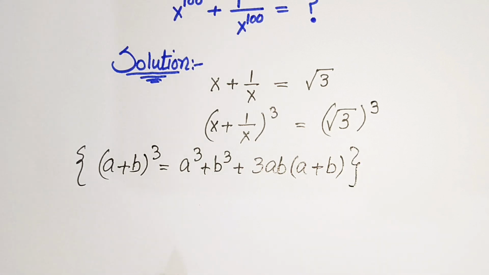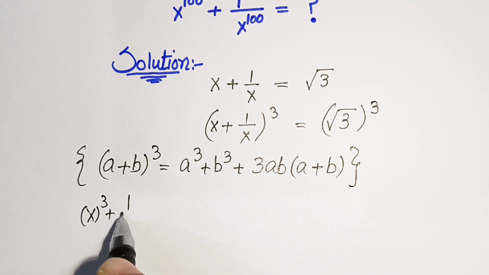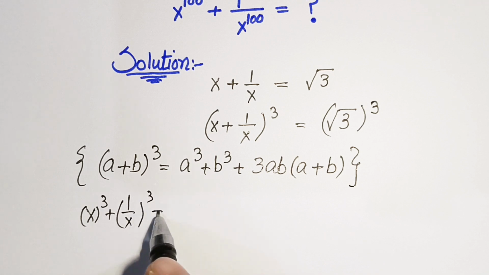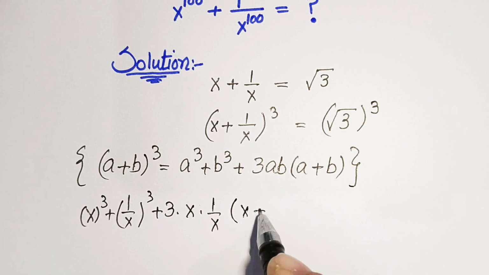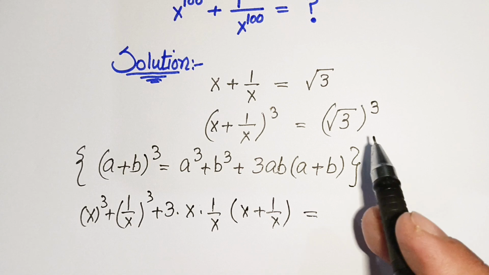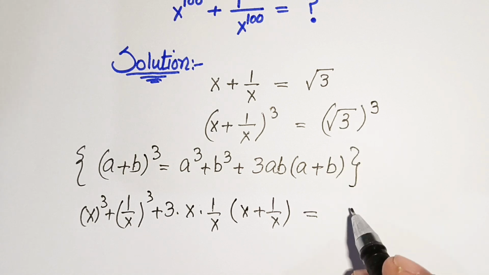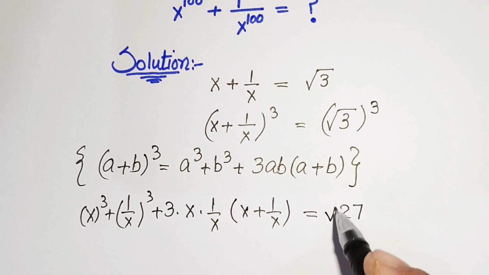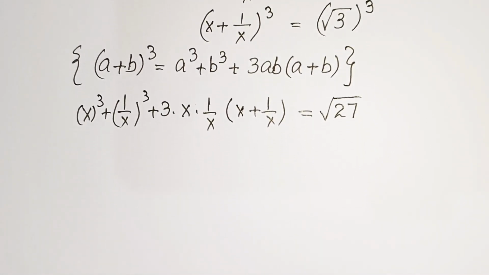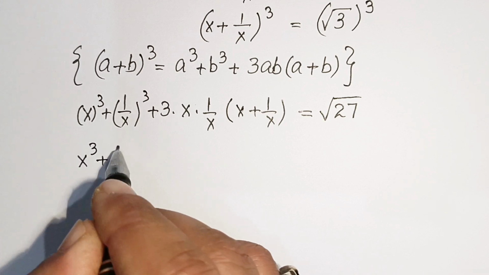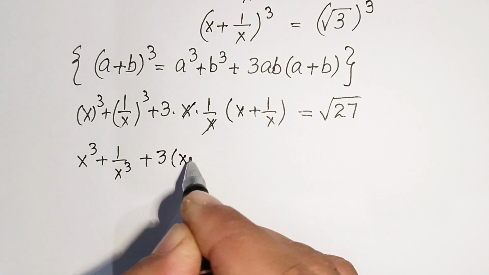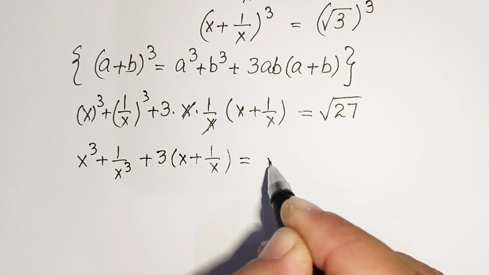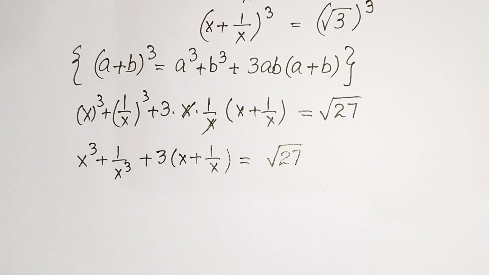So using this algebraic identity, we have x cubed plus 1 over x cubed plus 3 times x times 1 over x times (x plus 1 over x), which is equal to square root of 3 cubed, which will be written as square root of 27. Now cancelling x with x, we get x cubed plus 1 over x cubed plus 3 times (x plus 1 over x) is equal to square root of 27.